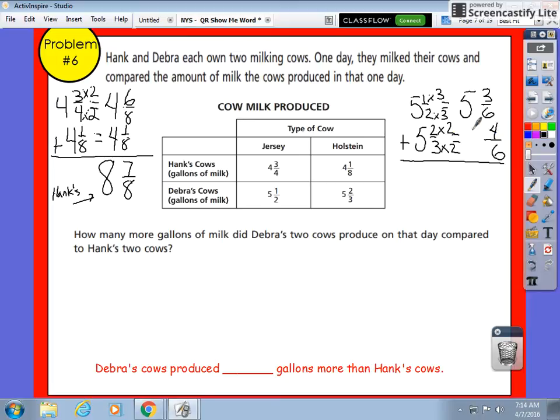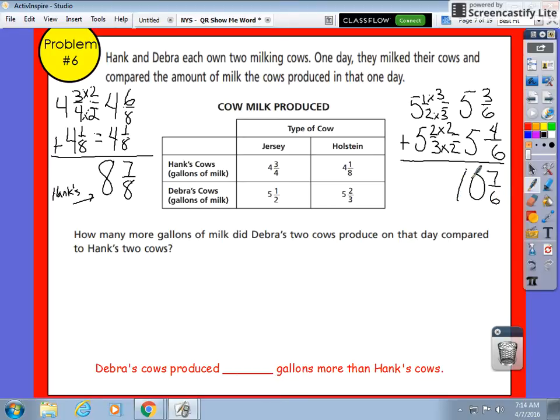I'm going to bring my whole number over so that I don't forget to add it. And now I'm going to go ahead and add my numerators. 3 plus 4 gives me 7/6. And 5 plus 5, my whole numbers, gives me 10.